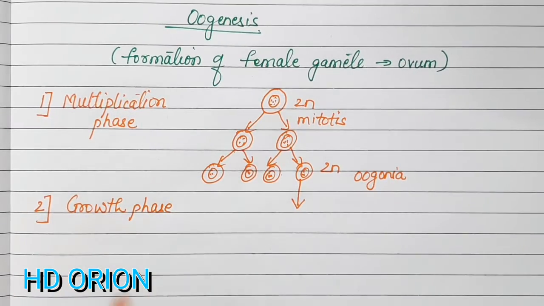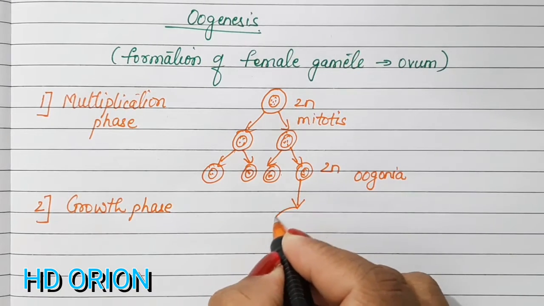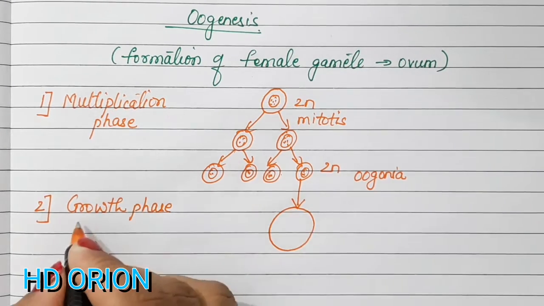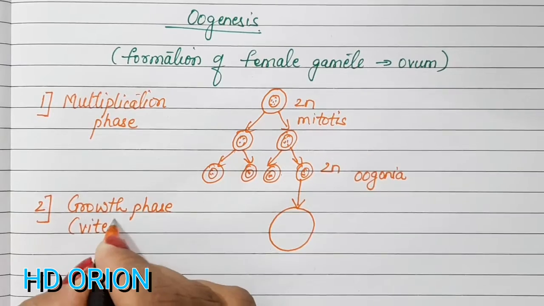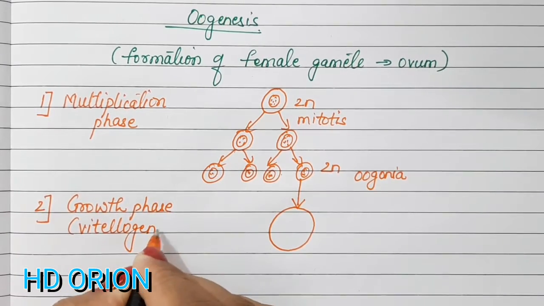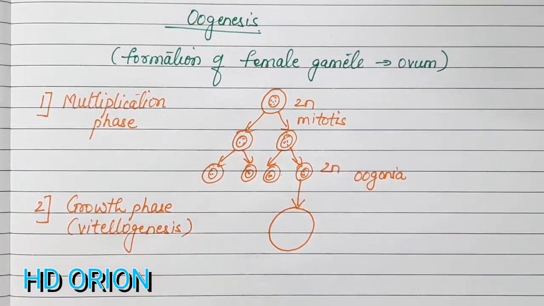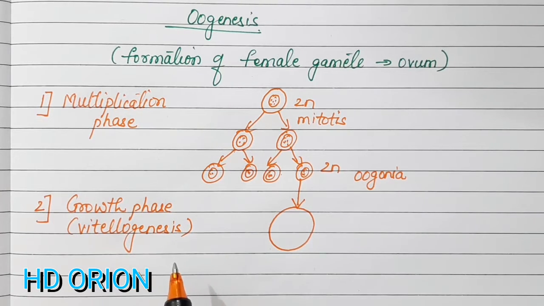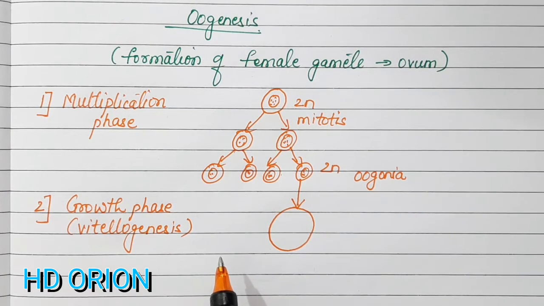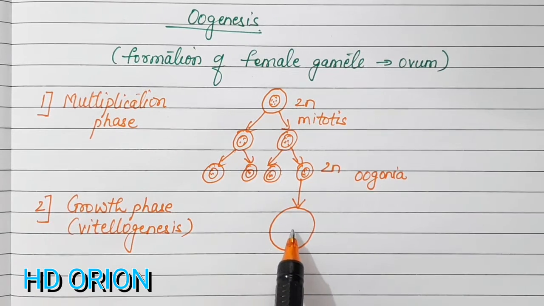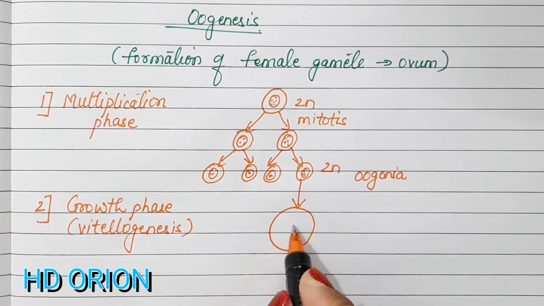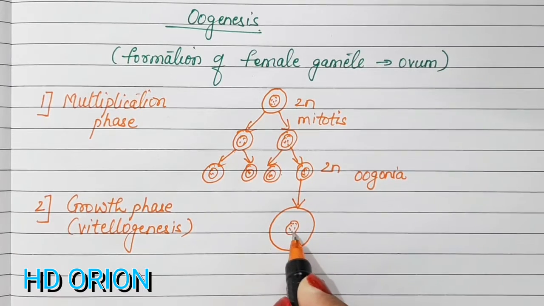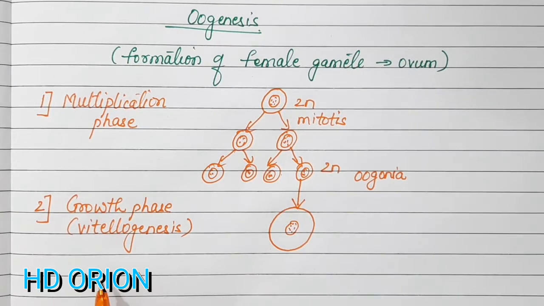Now in females, the growth phase essentially is about vitellogenesis. Vitellogenesis is the process of formation of yolk. This also I have discussed when I was teaching the structure of ovum in my previous videos. You may consult it. So the growth of the cell essentially is due to the accumulation of yolk, and it depends on which species the egg belongs to.